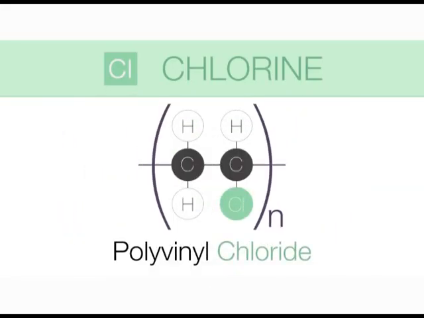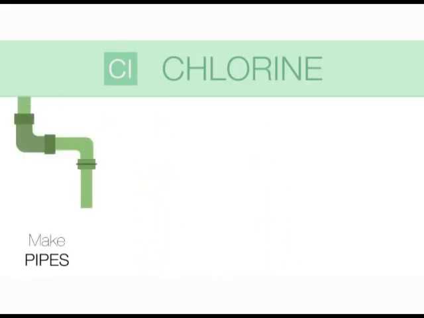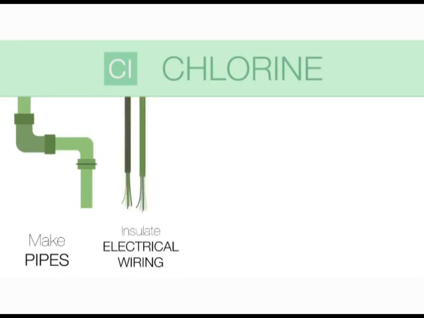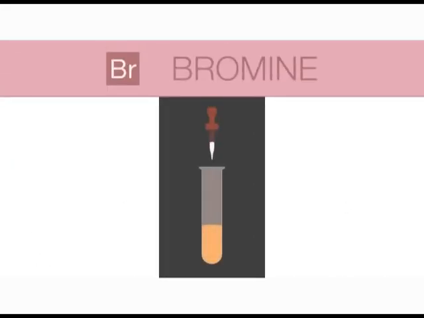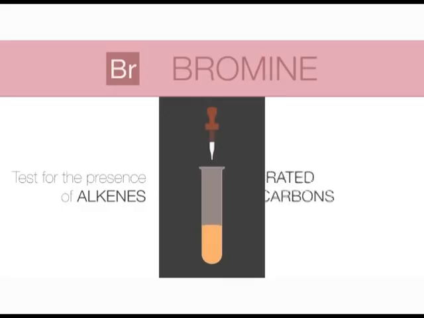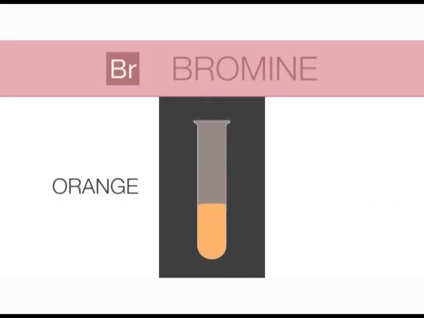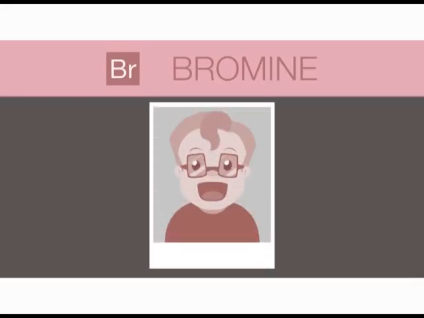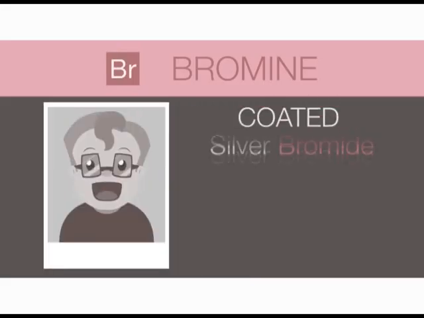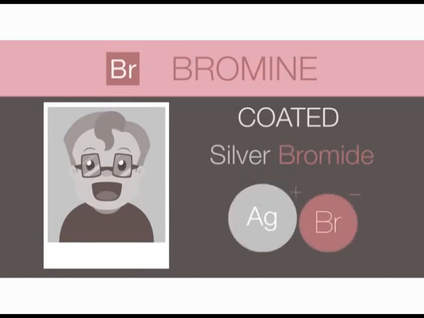PVC or polyvinyl chloride is a certain type of plastic. It is used to make pipes, insulate electrical wirings, make waterproof clothing items, and important healthcare equipment. Aqueous solution of bromine can be used to test for alkenes or unsaturated hydrocarbons. It goes from orange to colorless in the presence of alkenes. In photography, the paper is coated with silver bromide, which darkens upon exposure to sunlight.